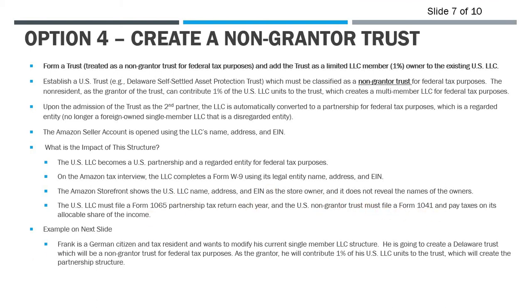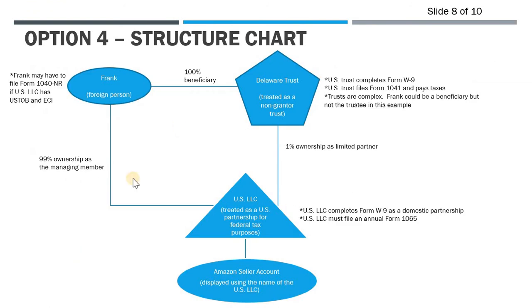Okay, so let me look at the next slide here for the structure. You notice it's very, very similar. Everything is exactly the same except for this piece up here. So instead of a U.S. corporation, we created a Delaware non-grantor trust. And again, because this is a self-settled asset protection trust, Frank can be the beneficiary, but he's going to have to appoint somebody else as the trustee.